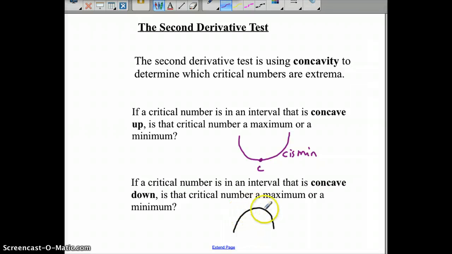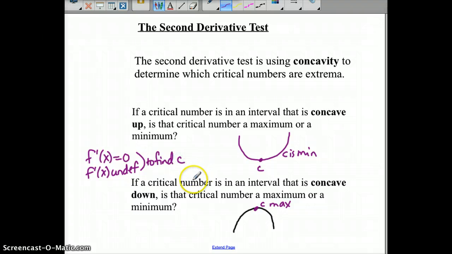If a critical number is in an interval that's concave down, that critical number would be here, so that C would be a maximum. To find C, we still have to set the first derivative equal to 0, or think about where the first derivative is undefined. We still have to do that to find C, or to find the possible maximums or minimums. But then we can take our second derivative and plug C into it and talk about concavity.